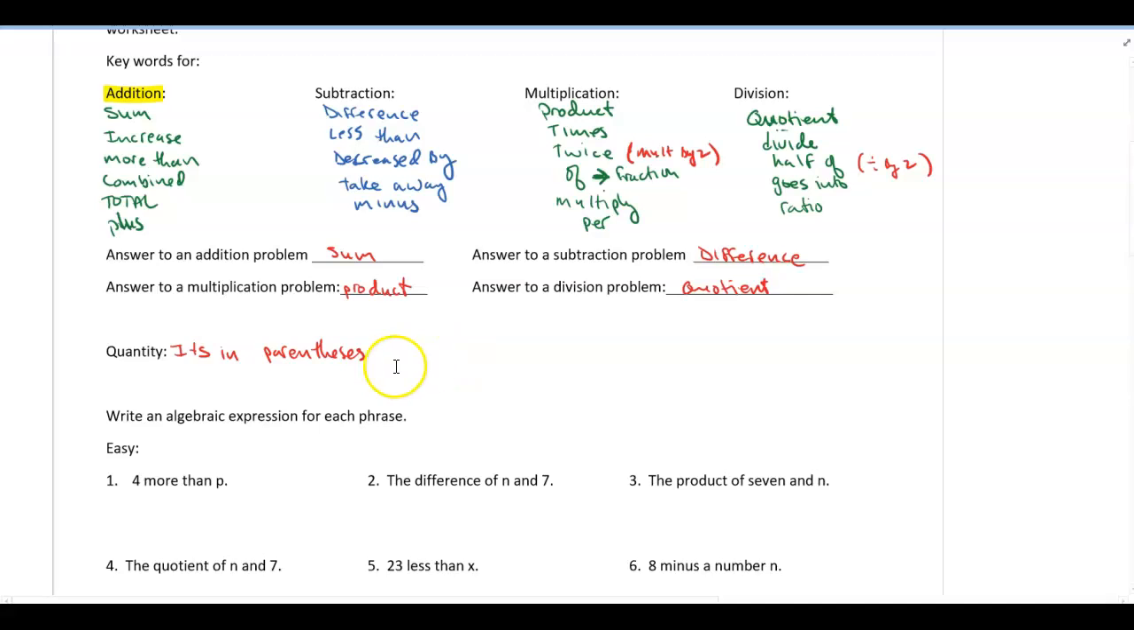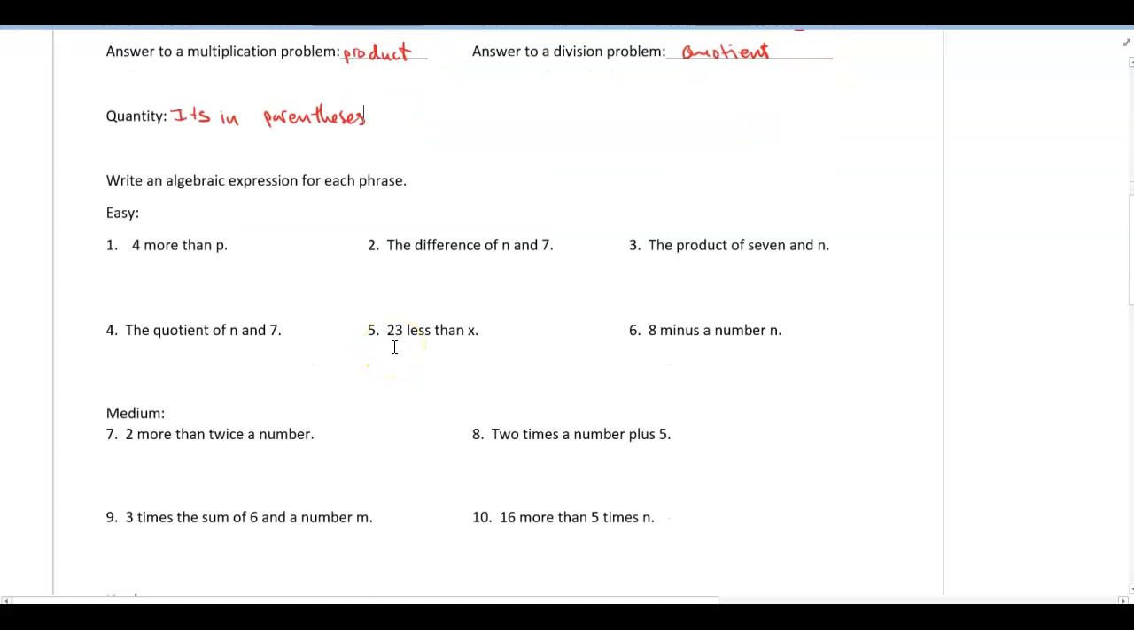Okay, so let's take a look at a couple of problems. We're going to start easy and work our way to more difficult ones. Now, the first one, 4 more than P. You have to be more than something. So what are we starting with, right? We are starting with P here, and we are 4 more than that, so we're going to add 4. So P plus 4 would be how that translates to an algebraic expression. Now, I want you to notice, if you put 4 plus P, technically you're not wrong, but it's not as proper, okay?